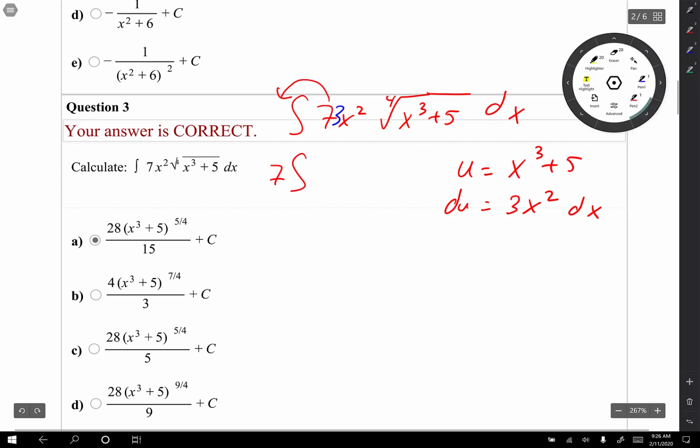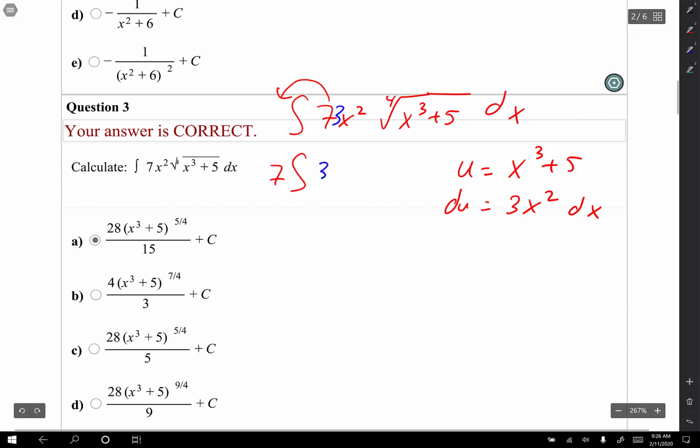So if I insert a 3, then I have to put a 3 on the outside like so, and let's continue: integral of the fourth root of x cubed plus 5 dx. So here we go. 7/3 integral u to the 1/4 du, because du is 3x squared dx, which is what I have there.